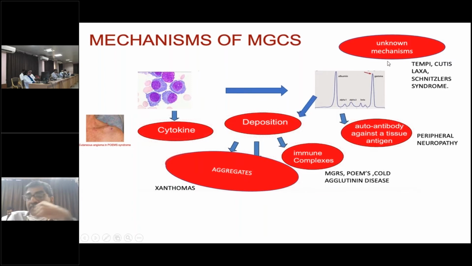There are also instances where, by unknown mechanisms, these clinical manifestations are caused, like in TEMPI syndrome, which stands for telangiectasias, elevated erythropoietin and erythrocytosis, monoclonal gammopathy, perinephric fluid collection, and intrapulmonary shunting. We don't know the pathophysiology behind these. And so is Schnitzler syndrome, which is a chronic urticaria with an M protein.